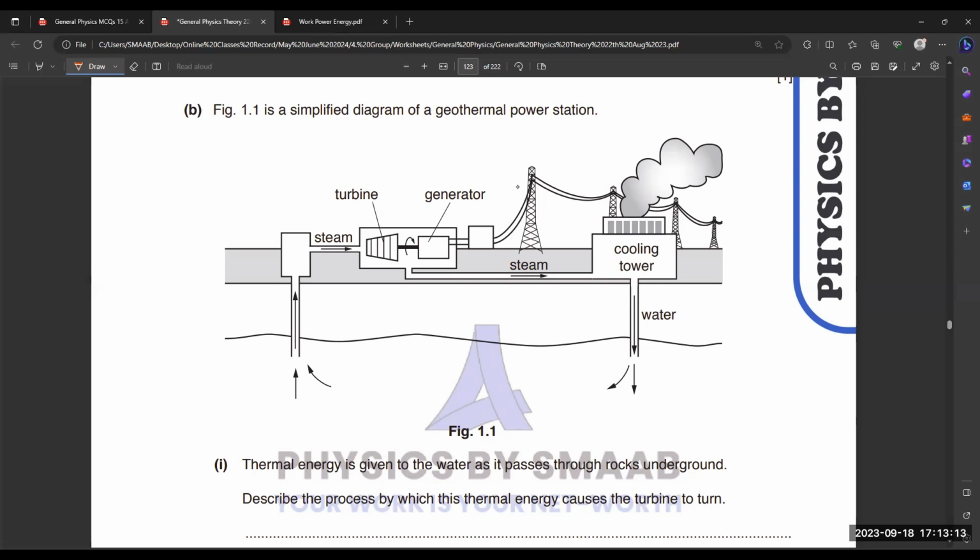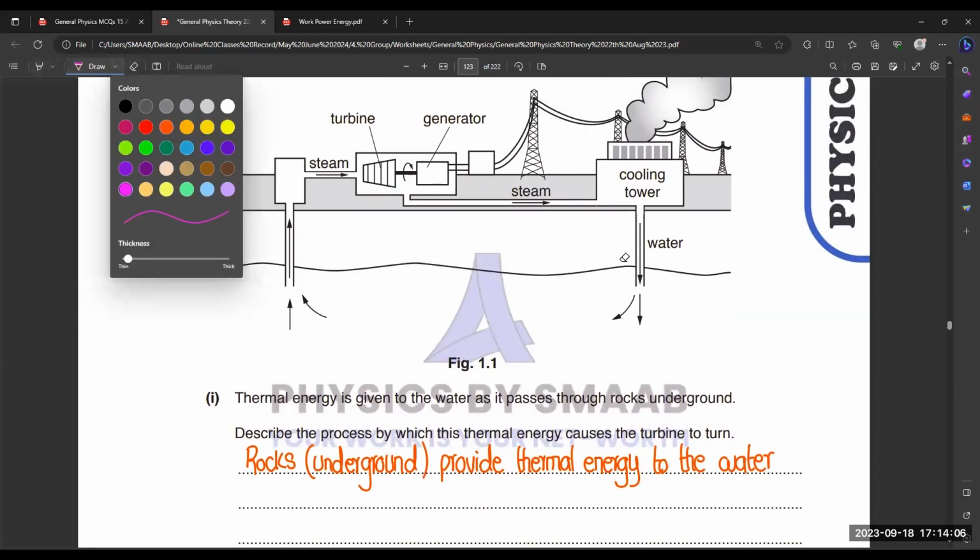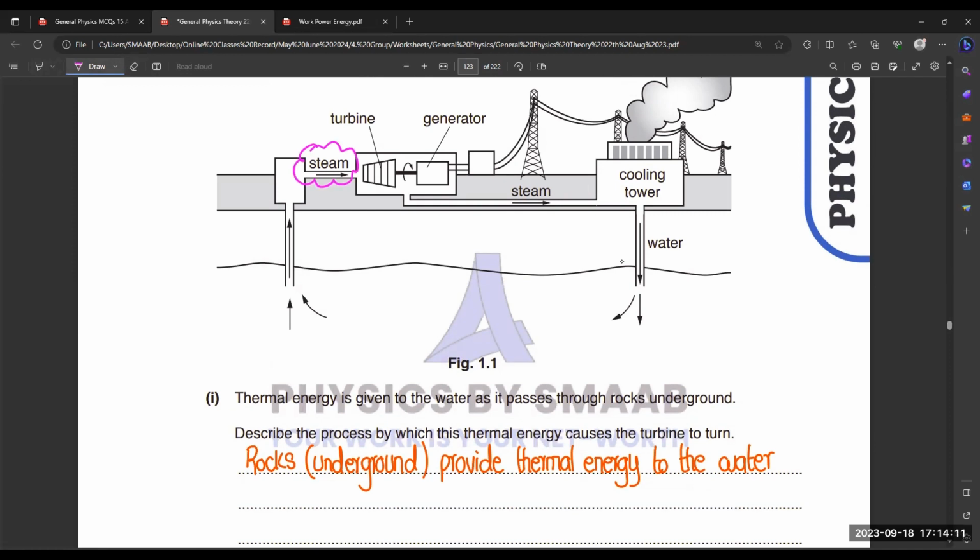Okay, so basically, the rocks which are underground, so underground rock provides thermal energy to the water, because in the diagram you can see that they are using the reference of steam. It depends upon the mechanism, whether we are using the nuclear power plant or the geothermal energy. So in the energy flow diagram we just use a different source, but the concept remains the same.